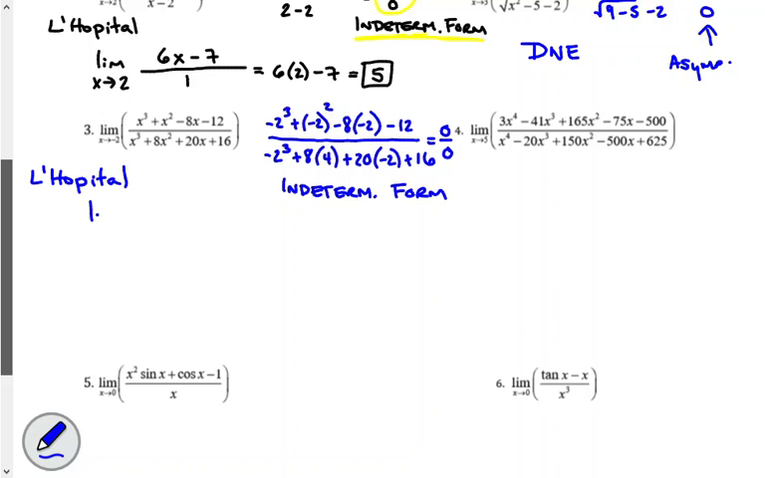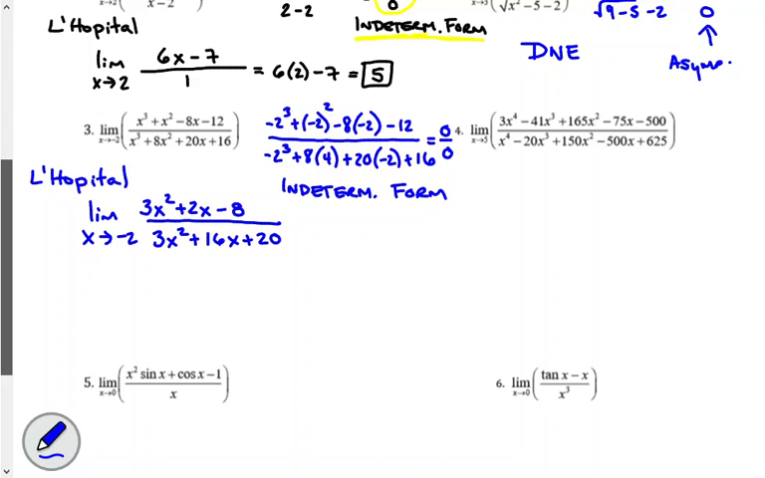By L'Hopital, that means that this limit can be rewritten as, and we just do the derivative of the top over the derivative of the bottom. We don't do quotient rule. So 3x squared plus 2x minus 8, and we get 3x squared plus 16x plus 20. Okay?